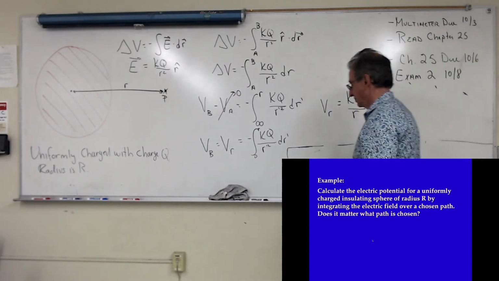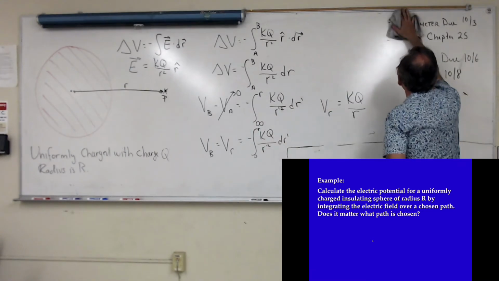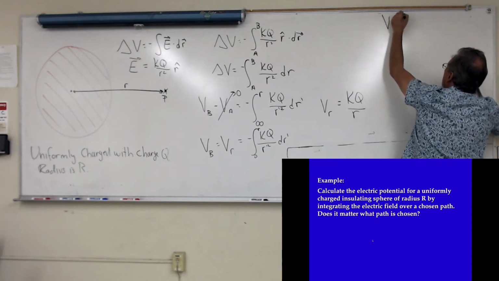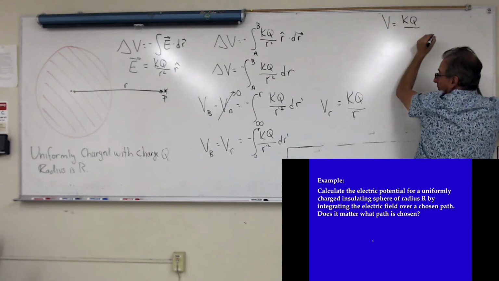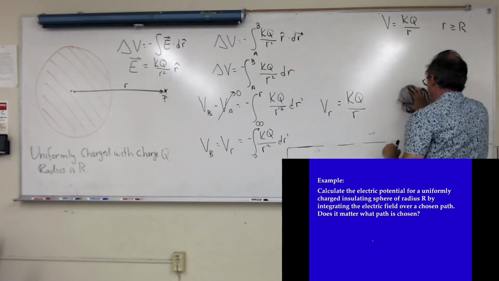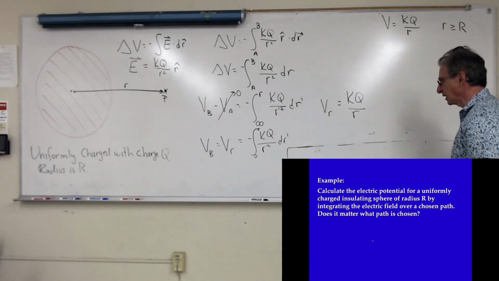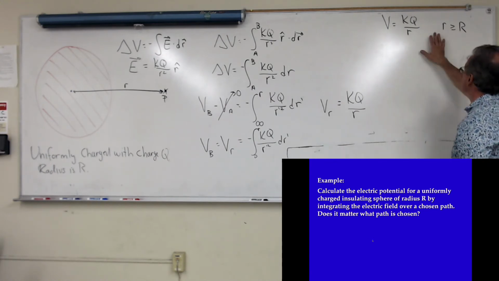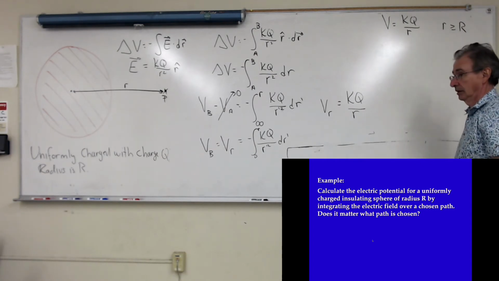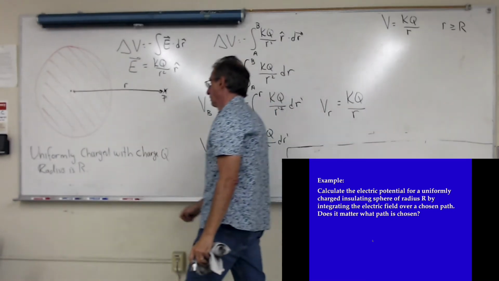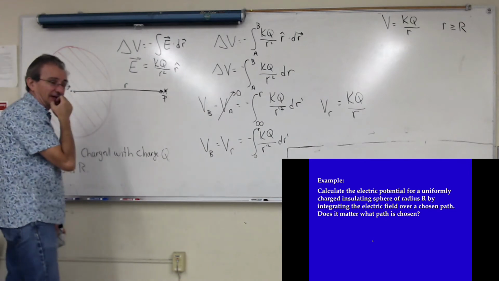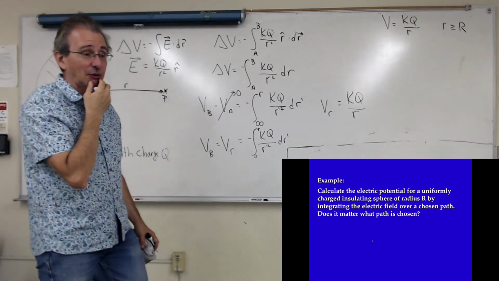So let me erase this. The electric potential has to be continuous over the surface. So when you're on the surface, the potential has to be kQ over big R. Now, we need to find the field inside. That's the only way we find the electric potential.